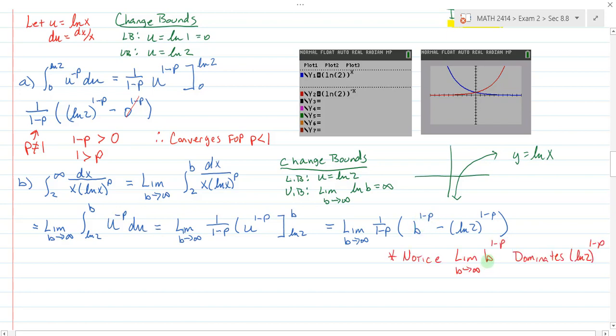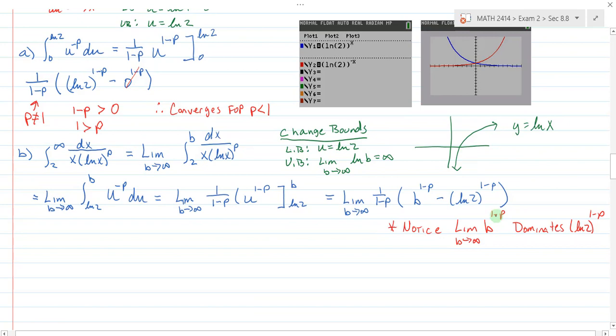I need to see what's going to make this function converge. So what's going to make an infinity raised to a power go to 0? What's going to happen? If infinity is raised to a positive power, I would end up with infinity raised to a positive power. And infinity raised to a positive power is going to get really big really fast. But what if that infinity is raised to a negative power?